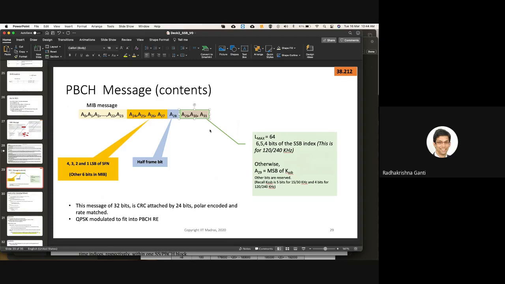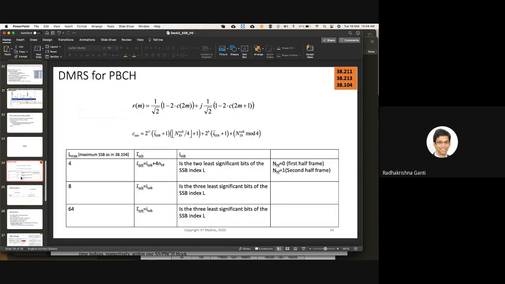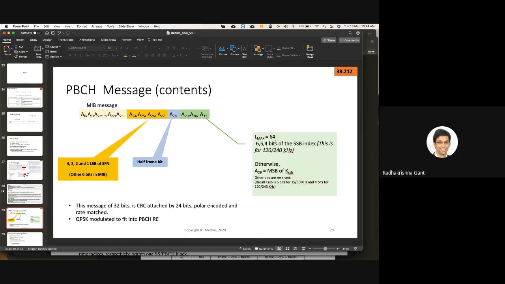For the last 3 bits, if you look at the index L, when the 64 index, specifically of the millimeter wave systems, when you decode with the DMRS, you get only the 3 least significant bits, but you require 6 bits. So what happens to the other 3 bits? For 120 kilohertz and 240 kilohertz subcarrier spacing, these last 3 bits correspond to the 4, 5, 6 bits of the SSB index.